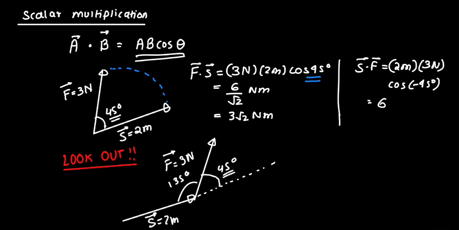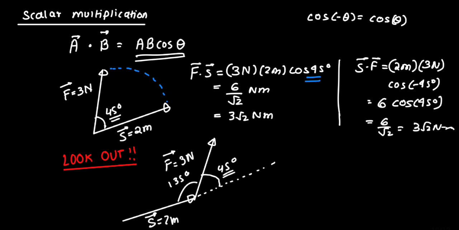And this is going to be 6 times cosine of minus 45 degrees. Now cosine of a negative angle is equal to the cosine of that angle. This is equal to 6 times cosine 45 degrees. This is a standard trigonometric relation, that cosine of minus theta is the same as cosine of theta, and this is equal to again 6 by root 2, or 3 root 2 Newton meters. So whether you take S dot F, F dot S, A dot B, or B dot A, they are the same thing. The dot product is commutative. It's a very important property, and this is what sets it apart from the vector product, as we are going to see in the next video. Thank you.